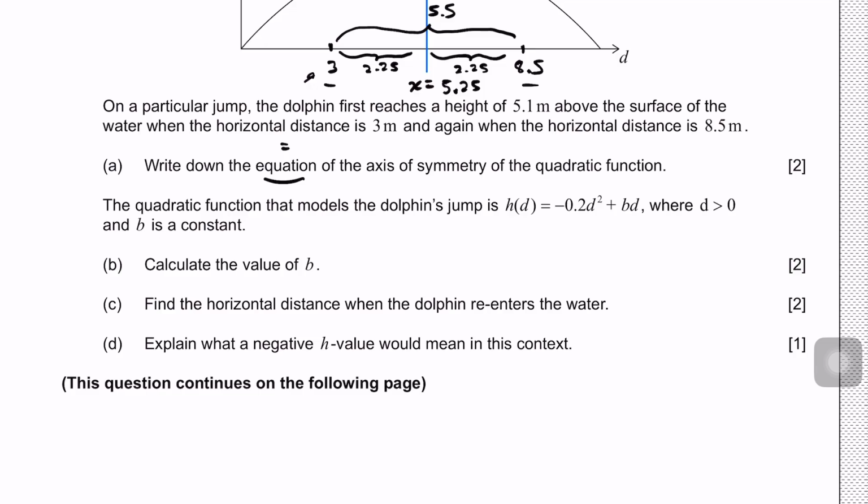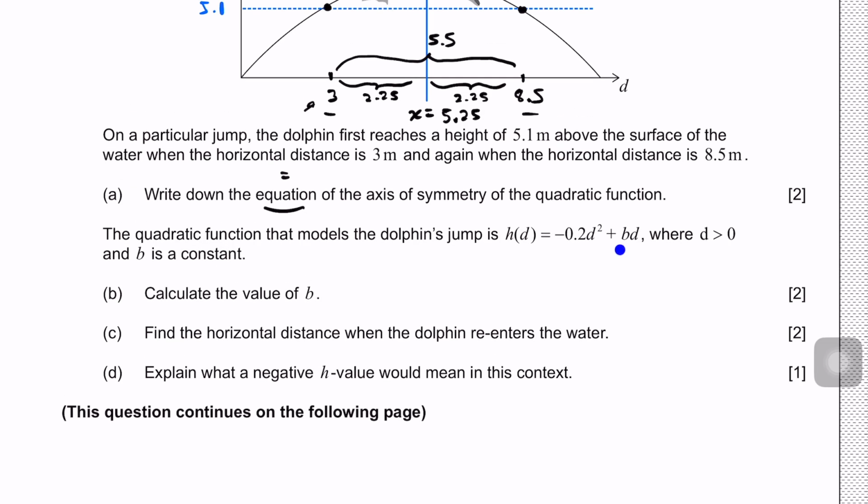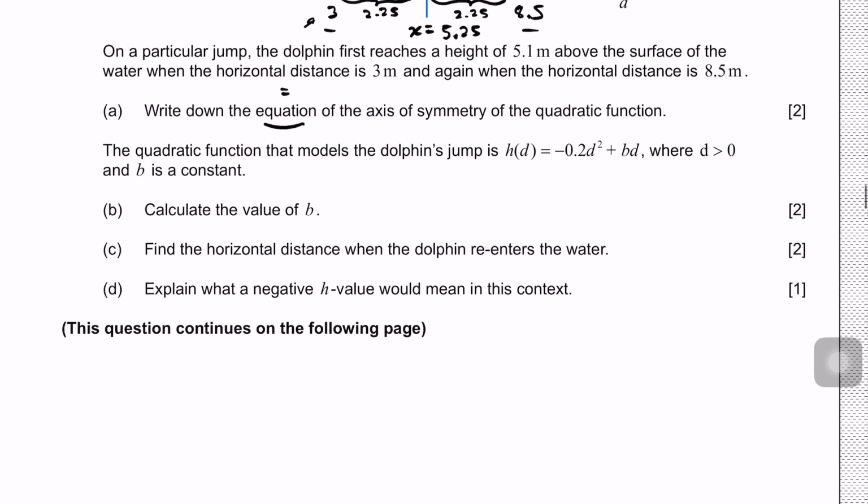The quadratic function that models the dolphin's jump is h of d, so height is a function of distance, is equal to negative 0.2d squared plus bd, where d is greater than 0 and b is a constant. Calculate the value of b. All right. So kind of interesting question. We have one unknown, this b. The distance is the horizontal distance, and height is the height of the dolphin at that point. Calculate the value of b.